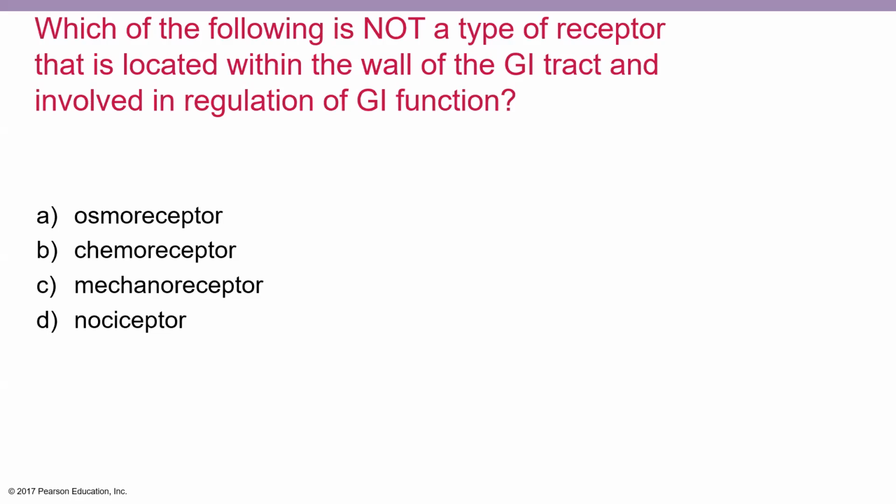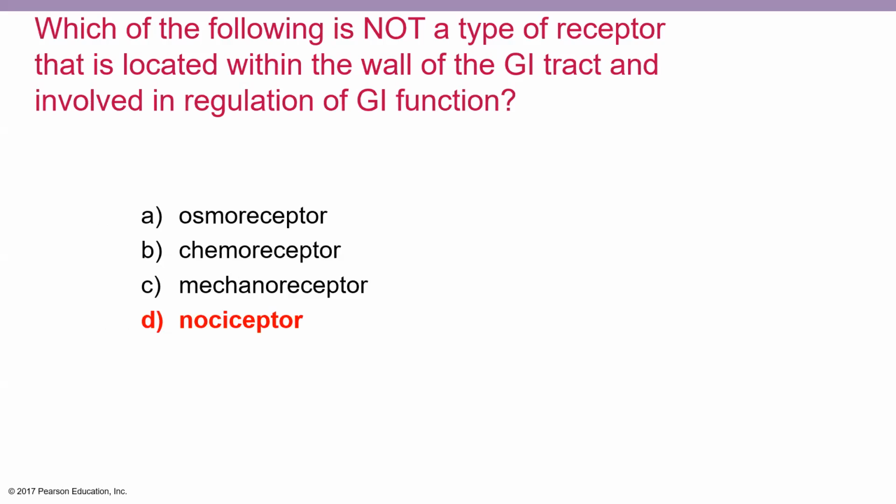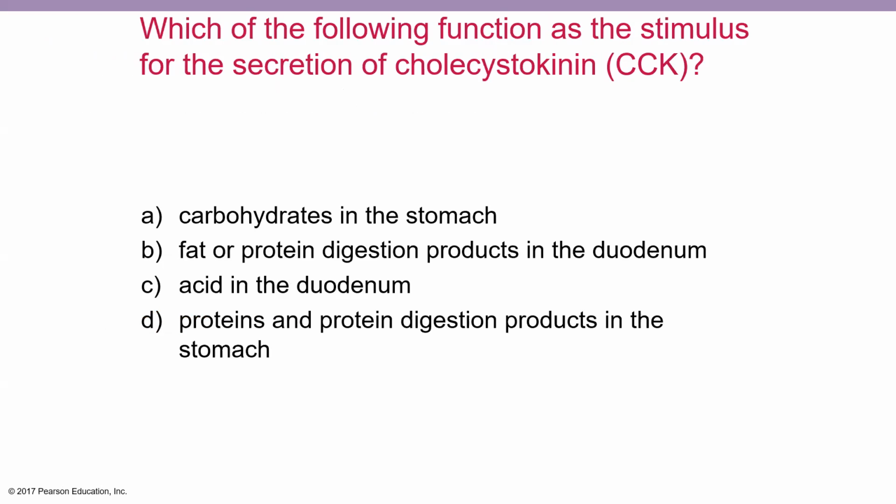Nociceptors are actually pain receptors, and those are not present in the GI tract and not involved in regulation. Although we did not speak about this term, this is not one of the three that we described. Okay, and these are essentially pain receptors, nociceptors. All right, let's look at another question here.